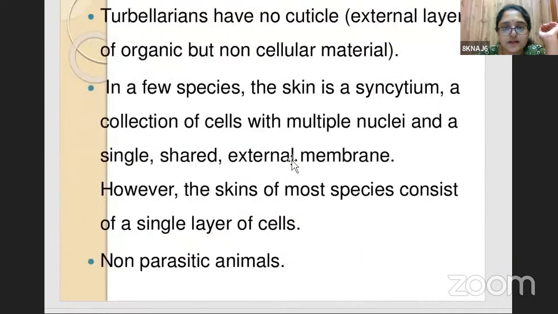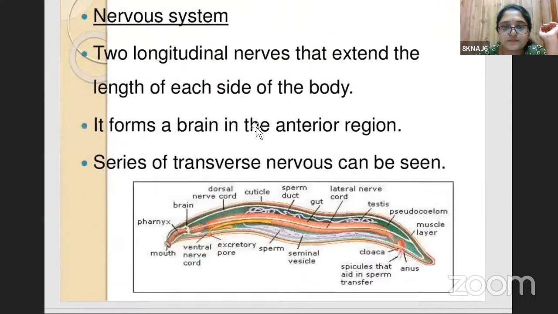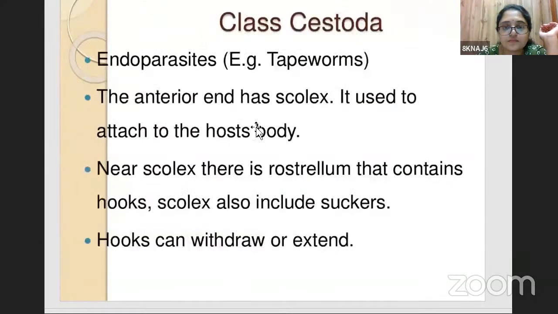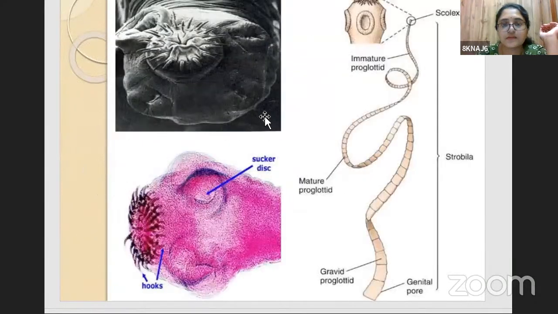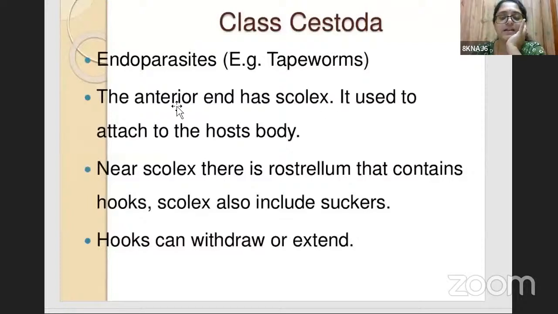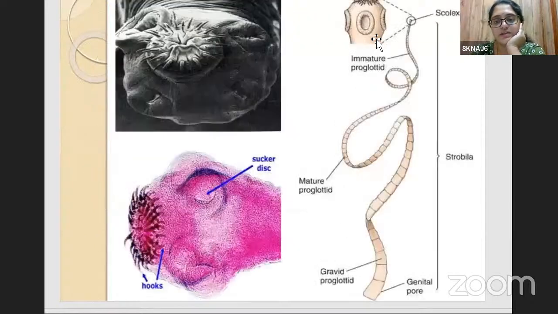This is the class Cestoda. Endoparasites, the anterior end has a scolex with a rostellum. It includes suckers. These hooks can withdraw or extend.